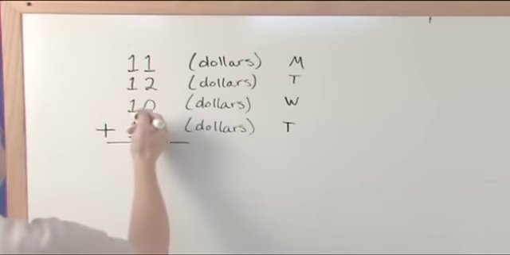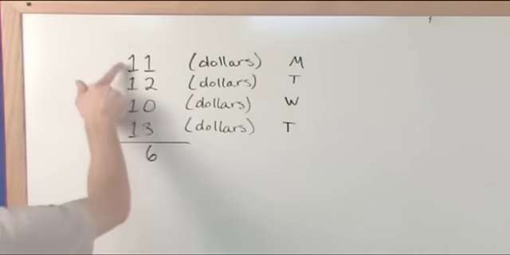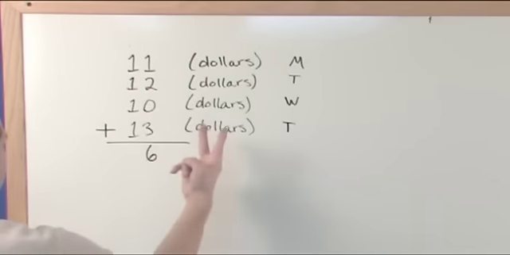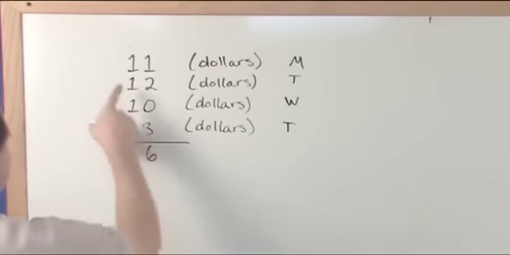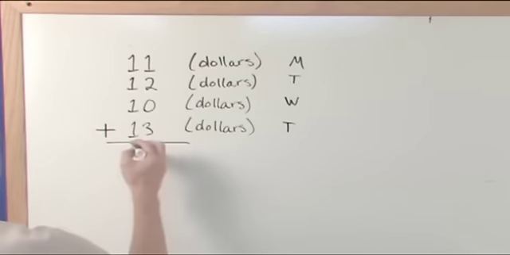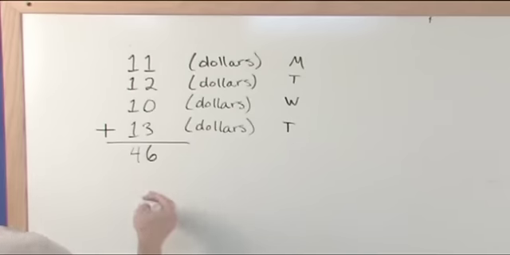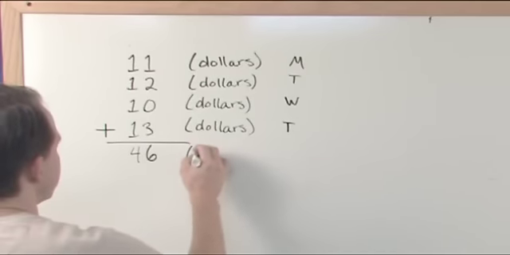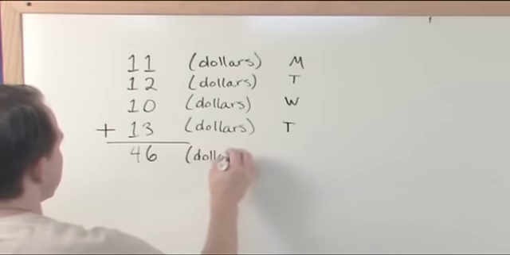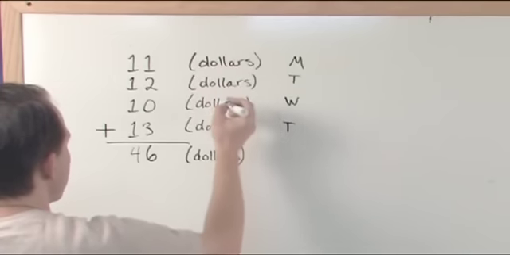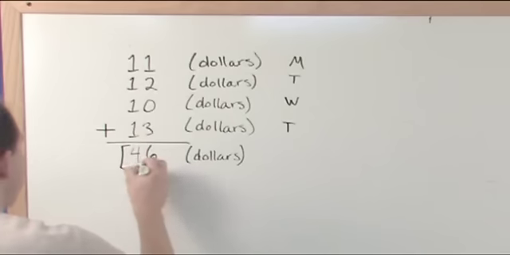1 plus 1 plus 1 plus 1 gives me 4. Starting with 1, 1 plus 1 plus 1 plus 1 gives me 4. Okay, so I have 4. So $46. Because I'm adding dollars and dollars and dollars and dollars, in the end I'm adding up to get $46.